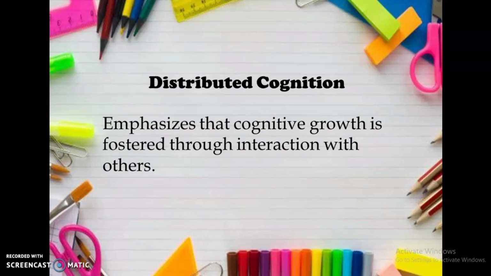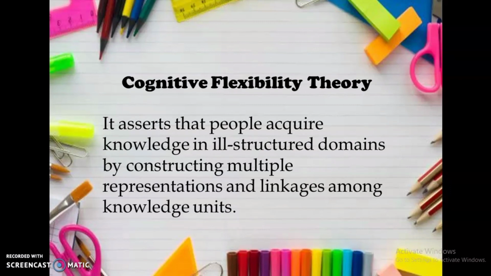Next is distributed cognition, which emphasizes that cognitive growth is fostered through interaction with others. So it emphasizes cognitive growth and fostering interactions with other people, which promotes how we learn. Next is the cognitive flexibility theory. It asserts that people acquire knowledge in ill-structured domains by constructing multiple representations and linkages among knowledge units. So, our minds are very flexible, as well as the way we learn. We need to know our own pace, connect learning, and try to build new ideas through its linkages.